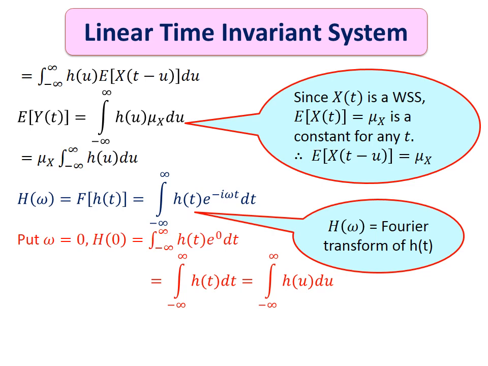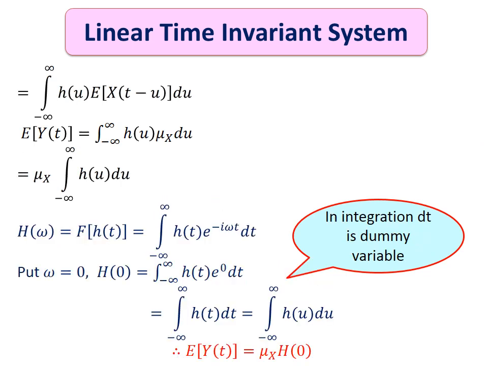So e power 0 is 1, it will not affect. It leads to minus infinity to plus infinity h of t dt, which is same as minus infinity to plus infinity h of u into du. And integral depends only on the integrand, not on the integrator. So du or dt, it will not affect the integral result. So we can use the symbol u instead of t, so that I can write h of 0 as minus infinity to plus infinity h of u du. So expected value of this output is nothing but average of input into h of 0. This proves the result. Thank you.